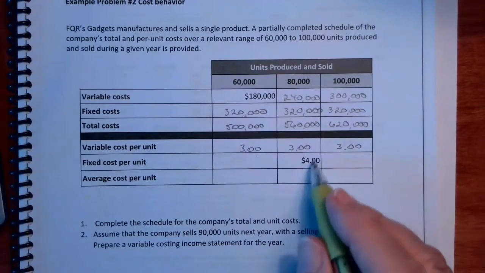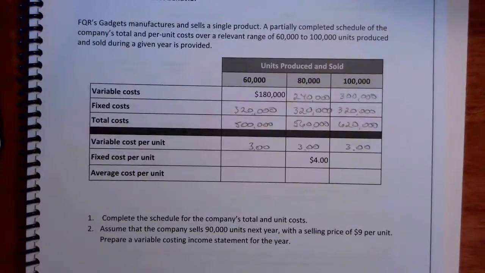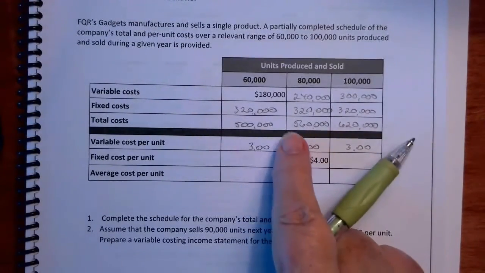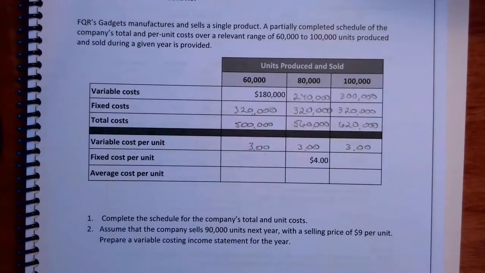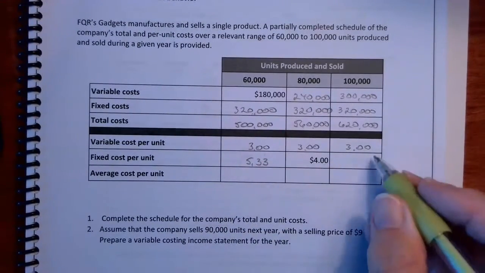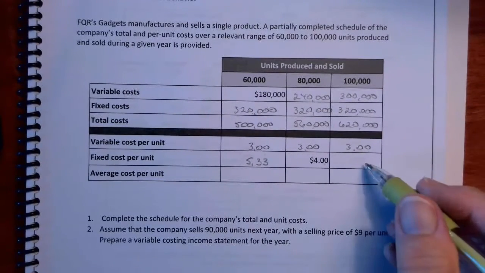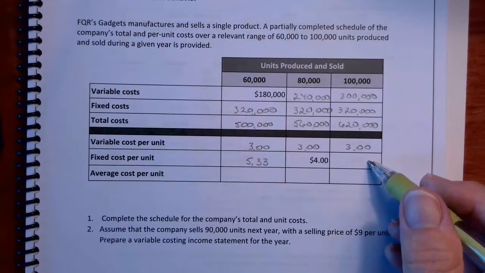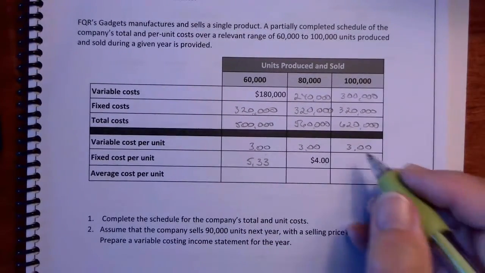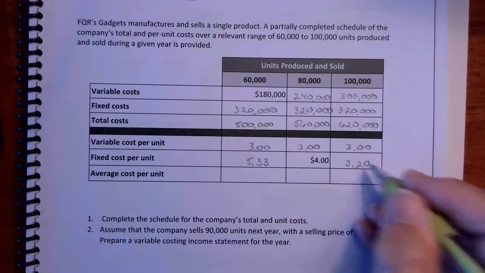Now the fixed cost per unit is going to change because fixed costs in total are fixed. So if it's 320,000 divided by 60,000, that would be $5.33. And fixed cost per unit here, 320 divided by 100, that'd be $3.20 per unit.